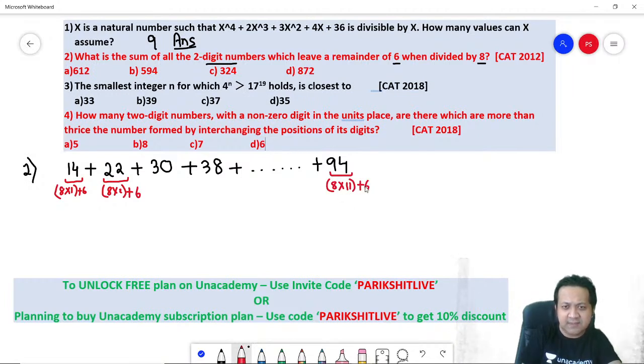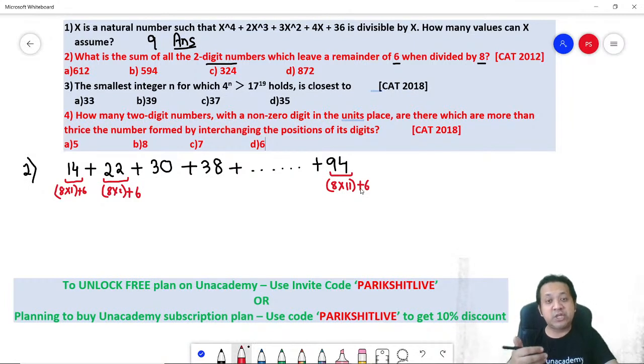So it's very easy. And they are saying all two-digit numbers. The next term will not be there because it will be a three-digit number. Think about it. 8 into 12 is 96. 96 plus 6 will become 102. 102 is a three-digit number, so you can't take that, right? So obviously the last number will be 94.